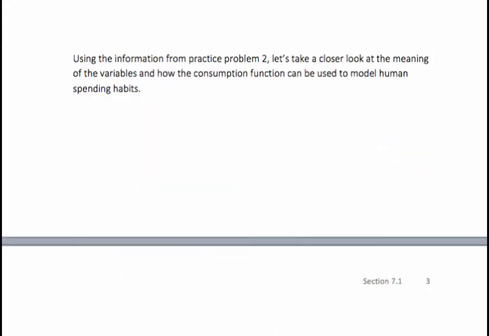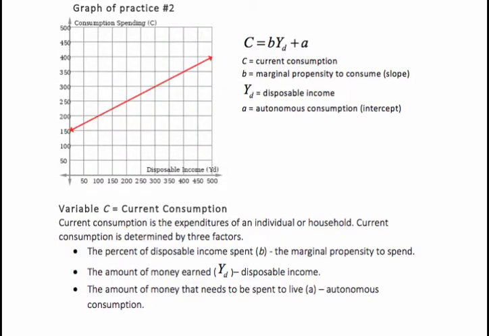Using the information from practice problem 2, let's take a closer look now at the meaning of these variables and how the consumption function can be used to model human spending habits. So the practice problem you did right there, remember we had a y-intercept of 150 and then we had the point 300, 300, and we graphed that line. So this is another graph of that same exact line. Now let's talk about these different variables.